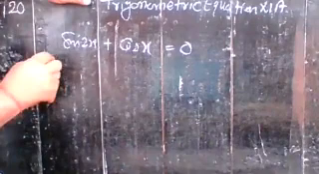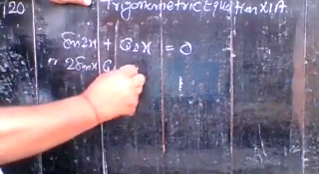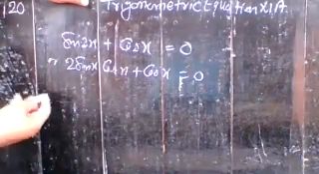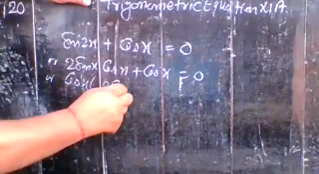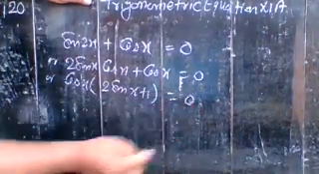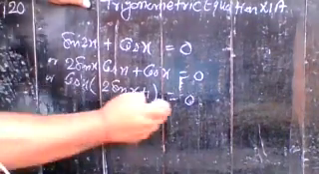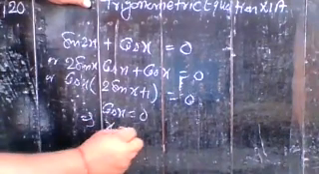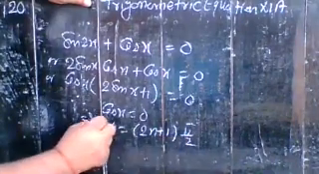Understand? So sin 2x can be written as 2 sin x cos x, plus cos x is equal to 0. Taking cos x common, you have cos x (2 sin x plus 1) is equal to 0. So in this way you see that it is converted into factors. So if cos x is 0, this implies x is equal to (2n plus 1)π/2. So that is your solution.